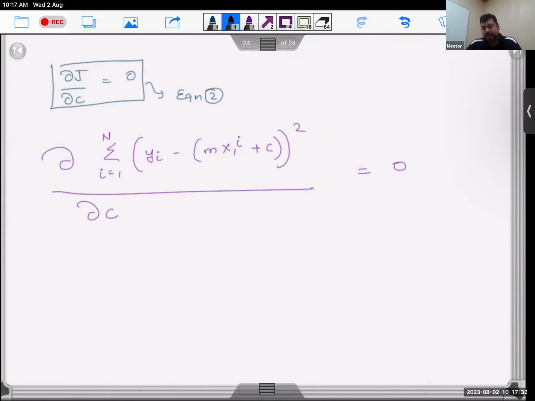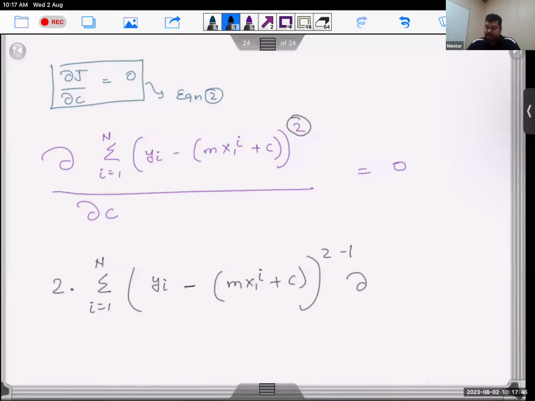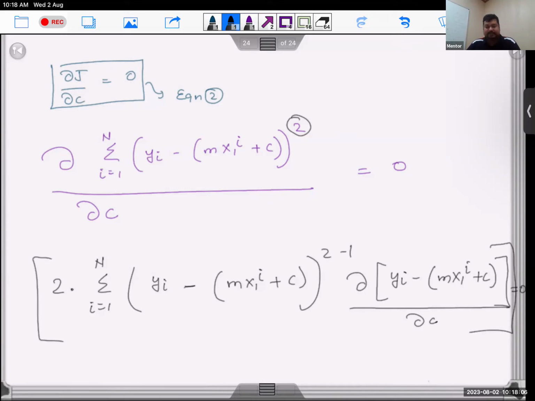How do we differentiate? The power 2 comes out, so 2 into the power will become what? 2 minus 1. And then you write the derivative of the inner term, dx by dx, sorry, and this is dc in my case. Is this part clear? And this term will be equated to 0. The whole of this is going to be equated to 0. Any questions? No questions. Okay, great.